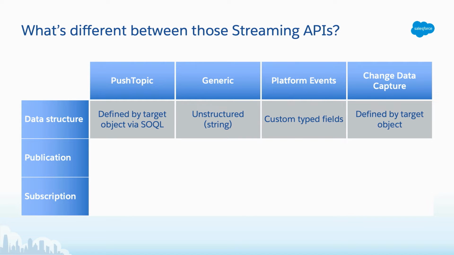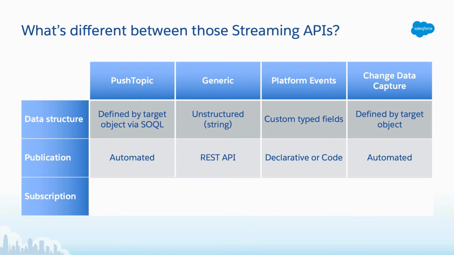Then finally, we have change data capture. So change data capture is more or less the new push topic. Change data capture is registered based on an object, so we're actually tied to the object fields. And each time an object changes, we automatically get change data capture events. So the fields of the object define the change data capture format.